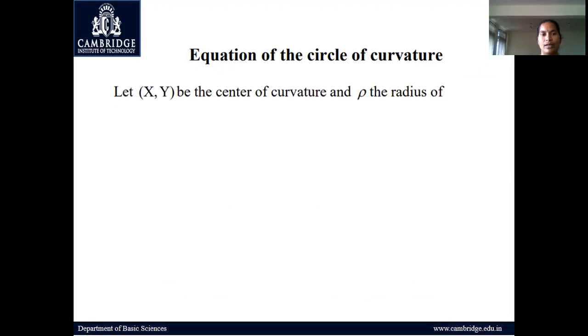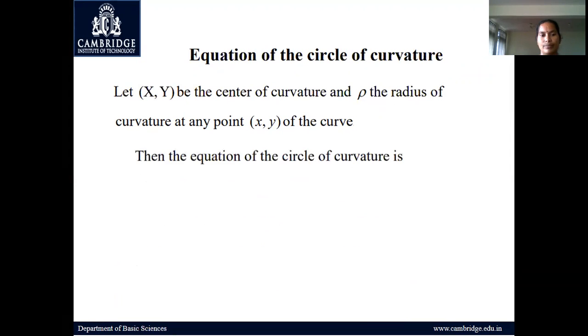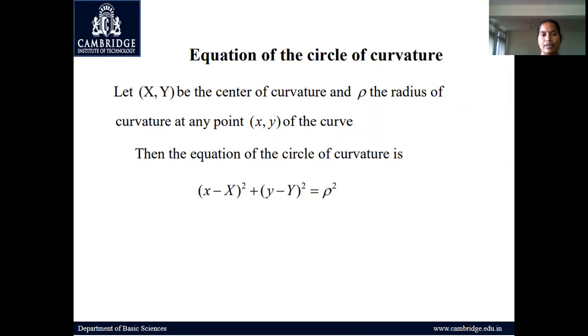Let (X, Y) be the center of curvature and rho be the radius of curvature at any point (x, y) of the curve. Then the equation of the circle of curvature is given by (x minus capital X) whole square plus (y minus capital Y) whole square equal to rho square. Here capital X and capital Y are the center of curvature and rho is the radius of curvature. What formula are we using for the center of curvature?